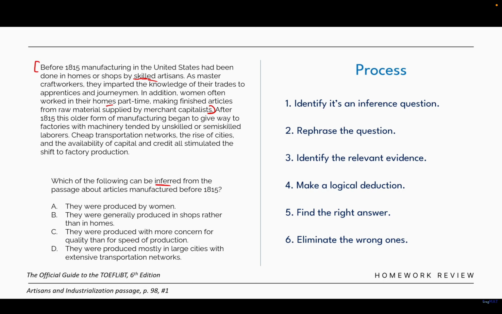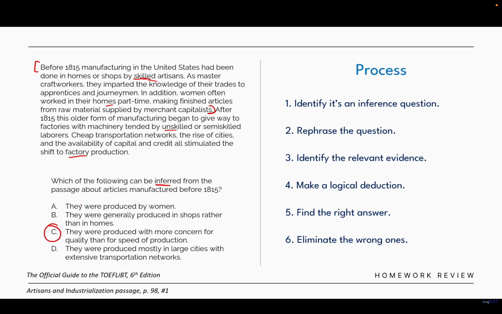And then what does it say about after 1815? Because this is really the block of four. The block of four, this is how it's an inference. So it says after 1815, unskilled and factory production and stuff like that, right? Yes. So we can infer that before 1815, it was skilled, there was a focus on producing probably good quality, right? Yes. Okay, so what do we choose here? C? Yeah, I'm going with C.